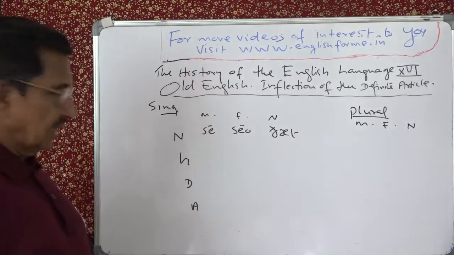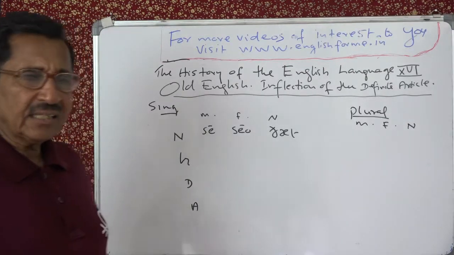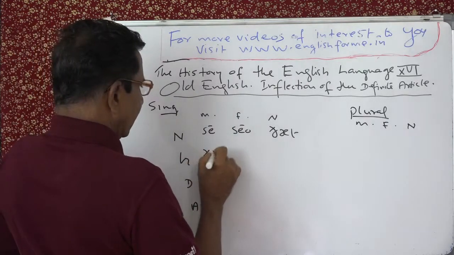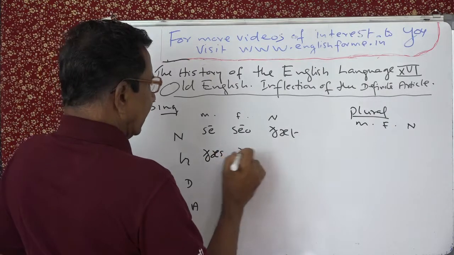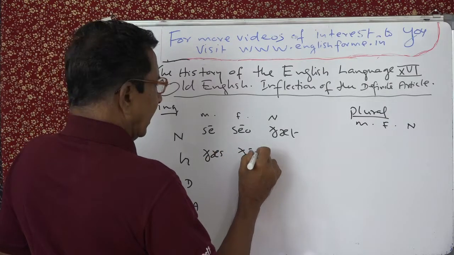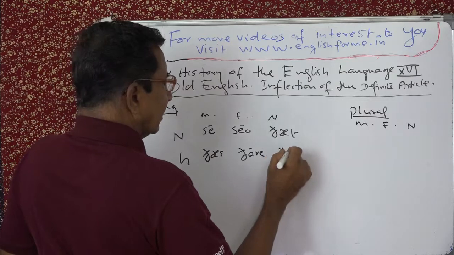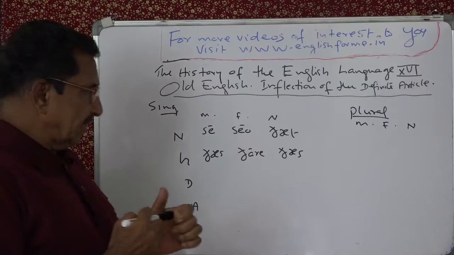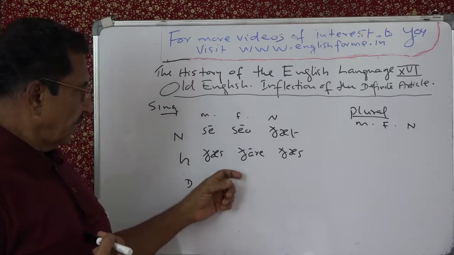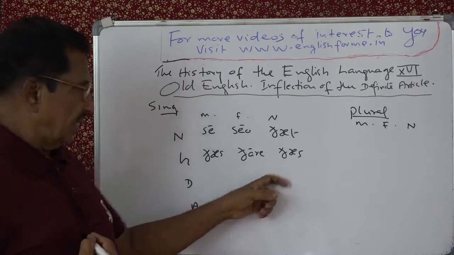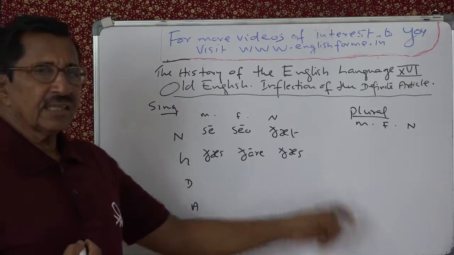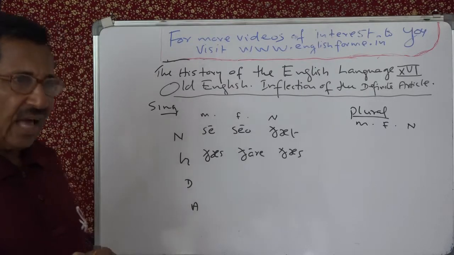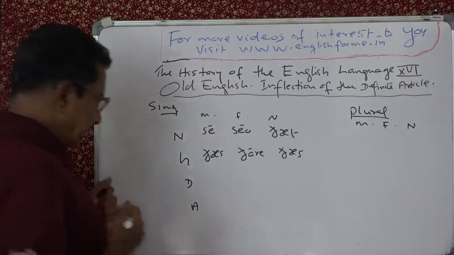Now you have got the genitive forms: thaes, thaere, thaes. So if you have to say of the stone, you have to say thaes stanes. Of the girl, thaere girl. Of the boy, thaes boy. Genitive. Then dative: tham, thaere, tham.